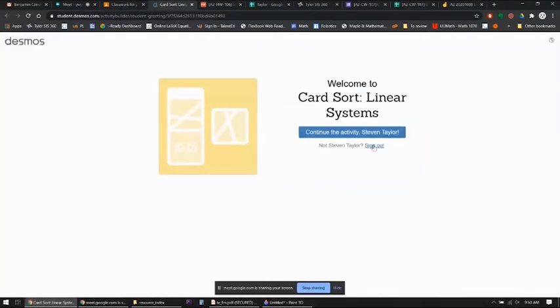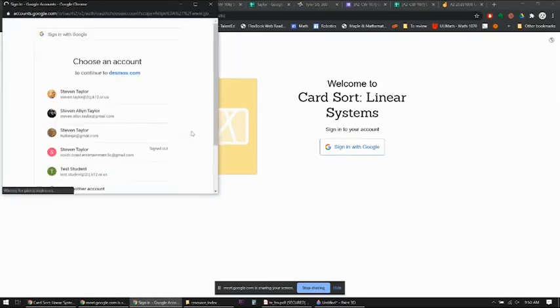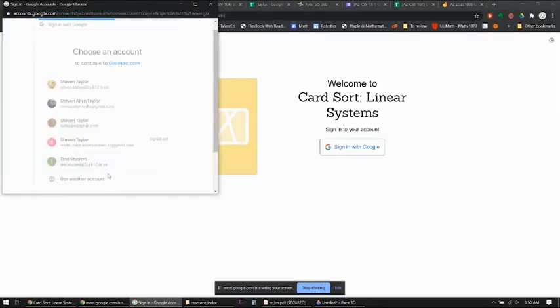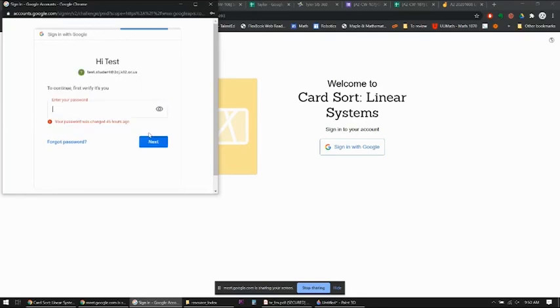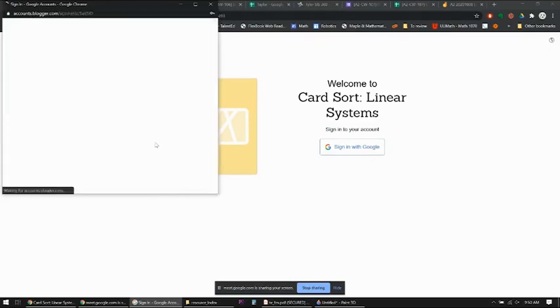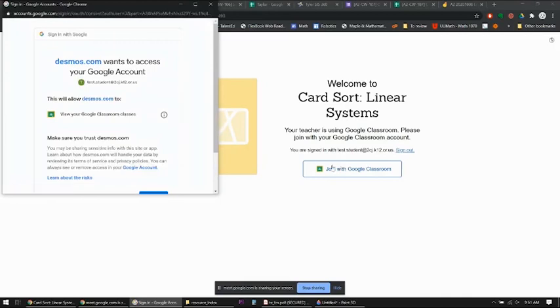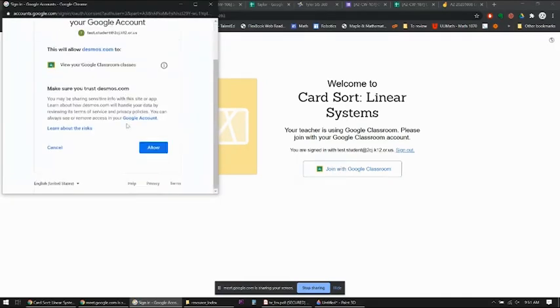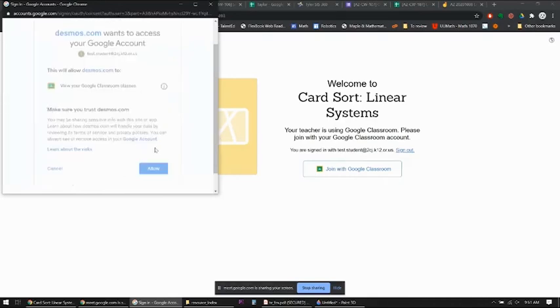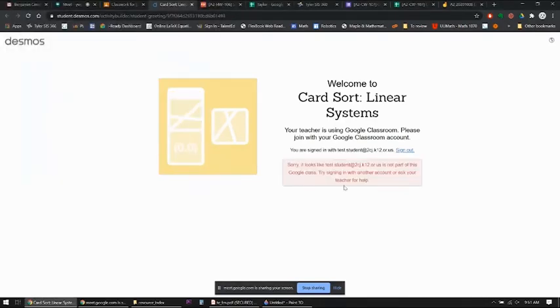I'm going to sign out as this one. You're going to sign in with Google. In order for you to get credit, you need to sign in with Google. And I'm going to do it as test student, just so you can see it as a student. The first time you're coming here, you'll never have to do this step again. You're going to have to say, join with Google Classroom, click allow. And it says I'm not in the class.